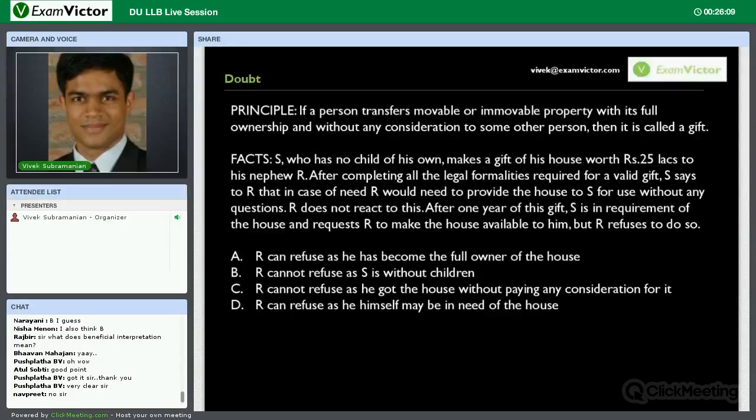Gift is firstly transfer of movable property, transfer of immovable property. Now, transfer is of various kinds, but for a gift, the transfer should be complete or absolute, which means that full ownership rights should be given. The transfer should be of full ownership rights, not merely of right of possession or right to enjoy, etc.